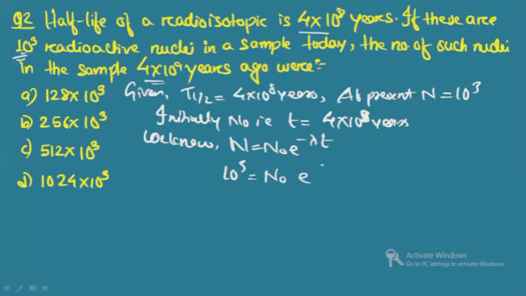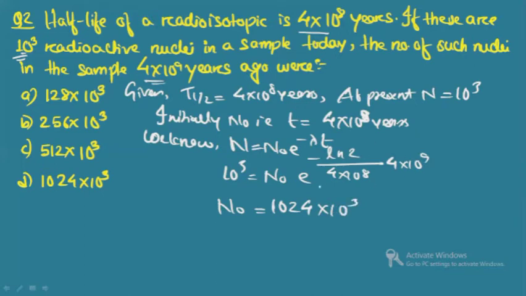N naught is something we need to find. Lambda can be written as ln 2 divided by half-life. Half-life is 4 into 10 to the power 8, and t is 4 into 10 to the power 9. When you solve this entire term, you will get the answer to be 1024 into 10 to the power 3. This exponential term, when you bring it to the right hand side, becomes 1 by something and becomes positive. So you can take it as e to the power ln 2 divided by 4 into 10 to the power 8.